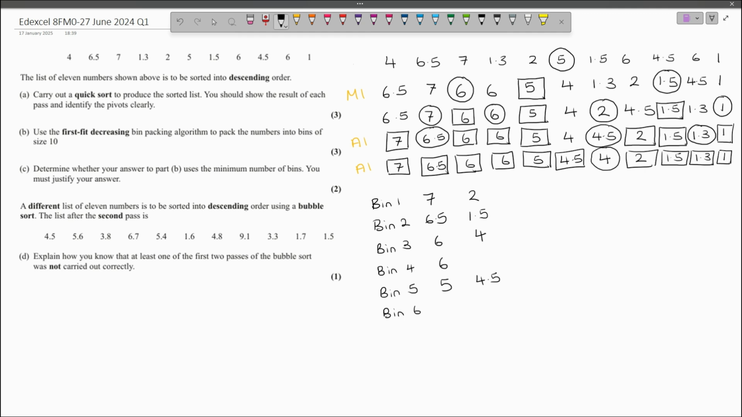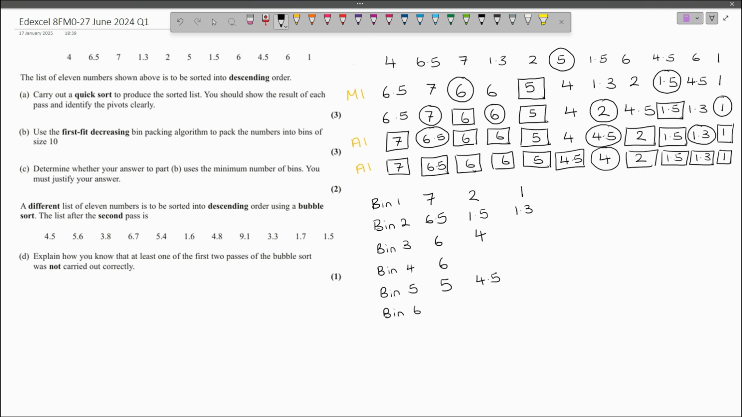1.3 would take the total size in bin 1 to 10.3, which isn't allowed. Bin 2, however, currently has a size 8 inside. So adding 1.3 to that would give us a total of 9.3, which is smaller than 10. So 1.3 can fit into bin 2. Last but not least, 1. And 1 can actually fit inside bin 1.